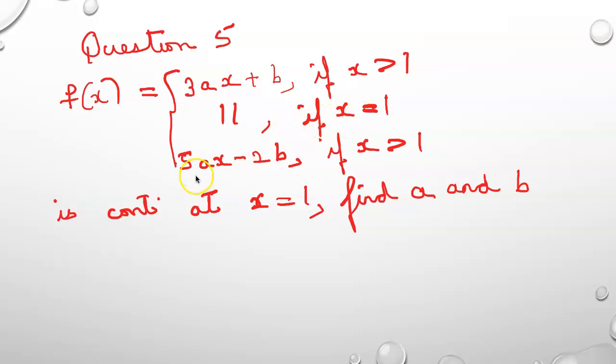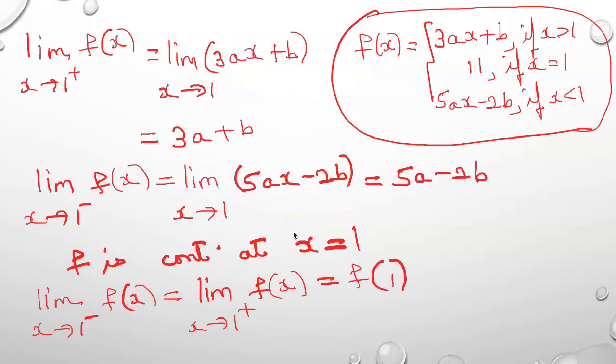Coming to question 5, f(x) is 3ax plus b if x is greater than 1, equal to 11 if x is equal to 1, equal to 5ax minus 2b if x is less than 1. f is continuous at x equal to 1. Find a and b. So the limit as x tends to 1 from the right of f(x) will be the limit as x tends to 1 of 3ax plus b, because f(x) is 3ax plus b if x is greater than 1. So when I substitute, I get 3a plus b.